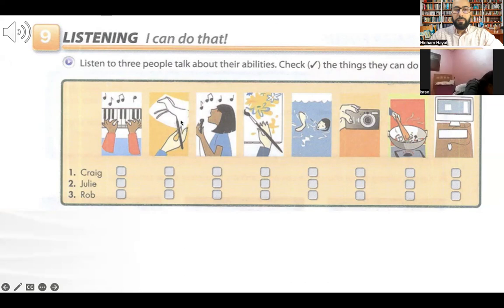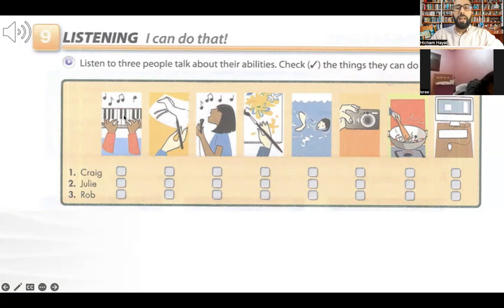2. Julie. I can cook well. I love to cook for my friends and family. And I love to take photos on weekends with my camera. I think I can do that really well, too. 3. Rob. Well, I'm an architect, so I can draw really well. I often do my work on a computer, so I can use computers really well, too. Oh, I can paint too, but I don't paint for my job. It's just a hobby.